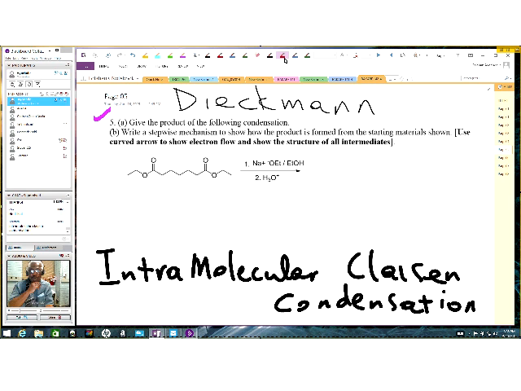Let me number the carbon skeleton here. Let's call this carbon 1, carbon 2, 3, 4, 5, 6, and 7. Okay, numbering the carbon skeleton. So we have 7 carbon atoms. Now, fortunately for us here, this is a symmetrical molecule. Okay, so where do we want to form the enolate ion? Anybody? Carbon 2 or carbon 6? Great. Any one of those would do.